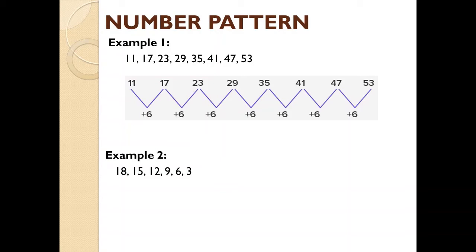Example number 2: 18, 15, 12, 9, 6, 3. Now identify, is our sequence increasing or decreasing? As you can see there, our sequence is decreasing. Now identify the difference between the first term and the second term. From 18, it becomes 15. So there's a difference of 3.